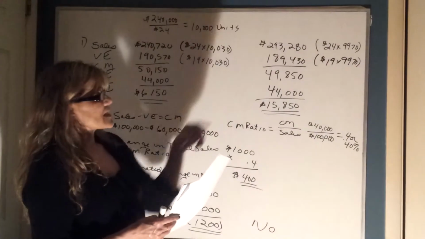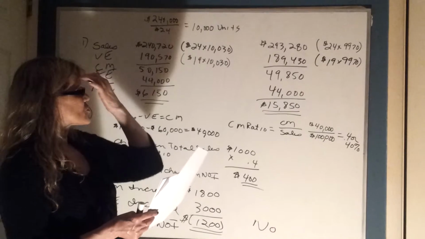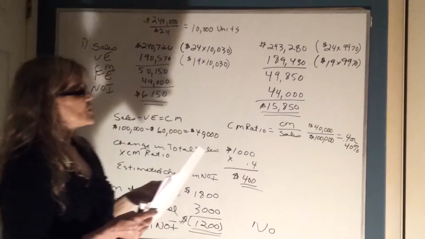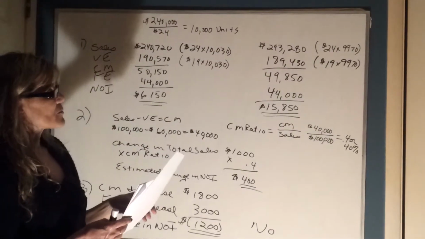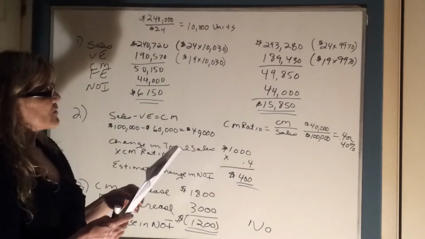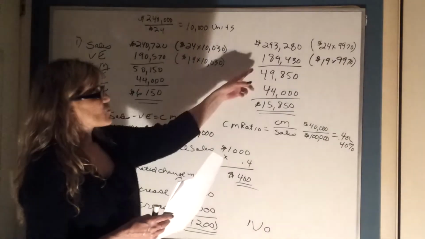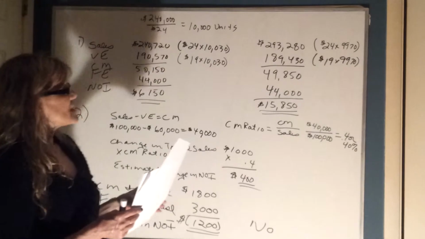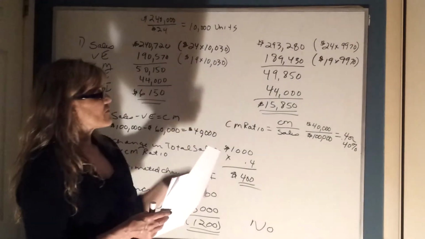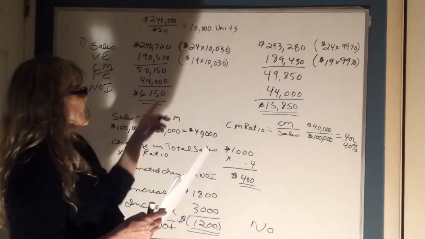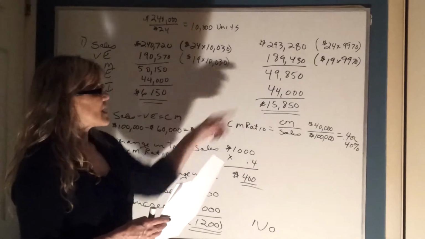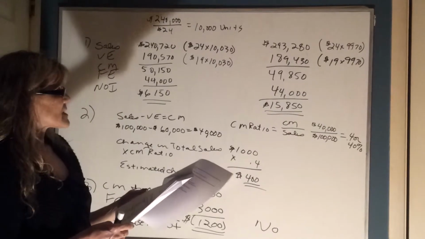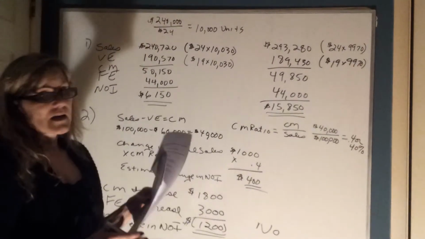So again, we're just going to take our total units, multiply it by the sales price per unit to come up with 293,280. Take our variable cost per unit of 19, multiply it by the total of 9,970. That gives us 189,430. If we subtract the variable expense from the sales, we get a contribution margin of 49,850. Fixed expenses do not change; they're the same, 44,000. We subtract that from our contribution margin, it gives us net operating income of 15,850.